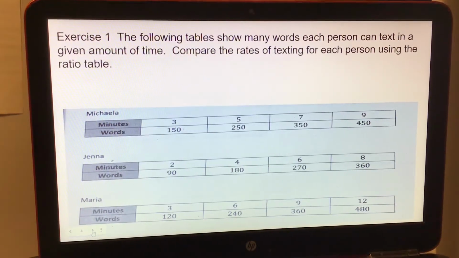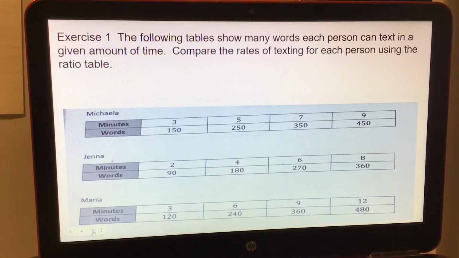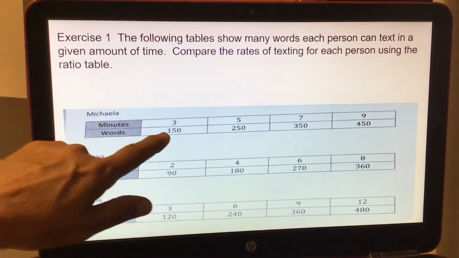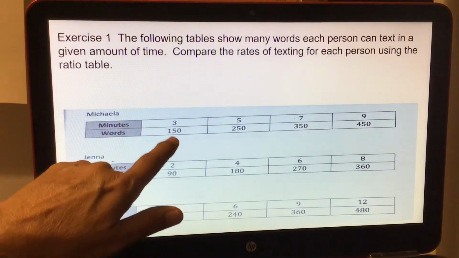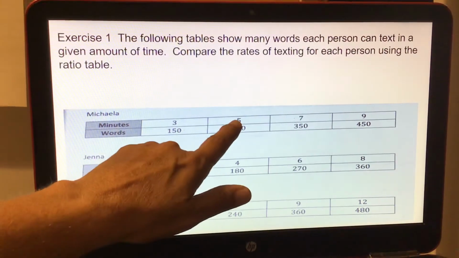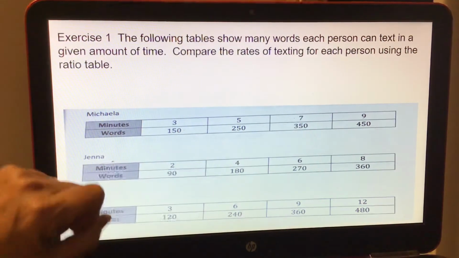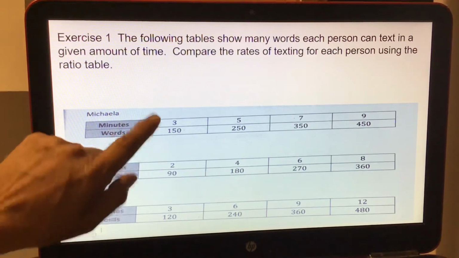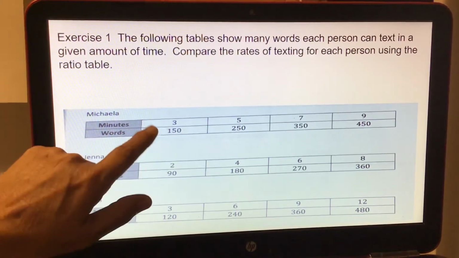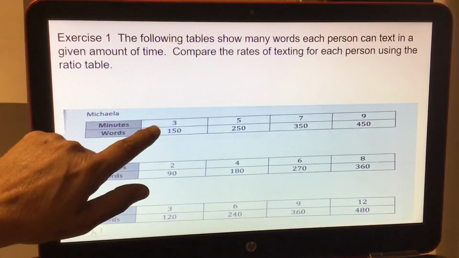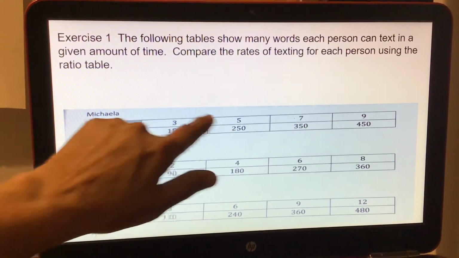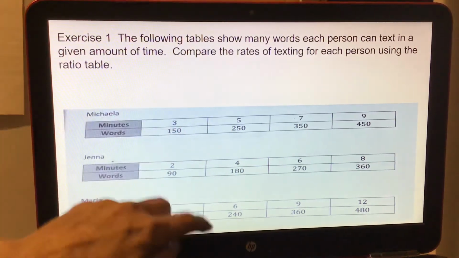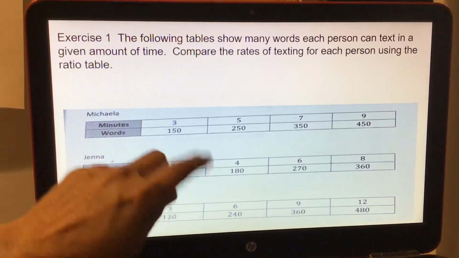Okay, exercise 1. The following tables show how many words each person can text in a given amount of time. Compare the rates of texting for each person using the ratio table. So they have 3 minutes, 150 words. 5 minutes, 250 words. So if I make these a fraction, 3 to 150, I could see if these are equivalent and then go down. Okay, so I'm pretty sure they all are.